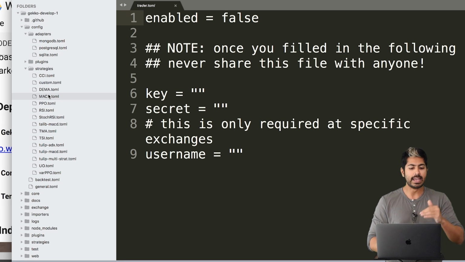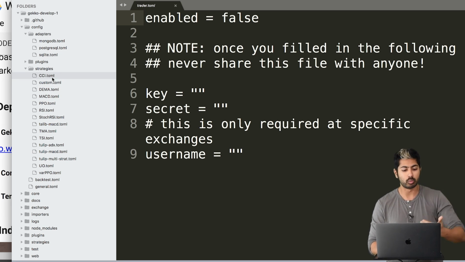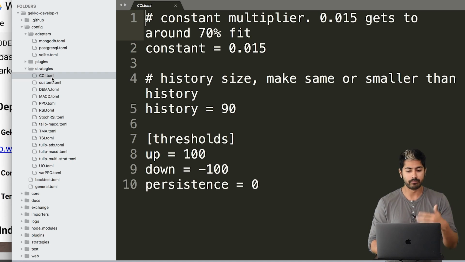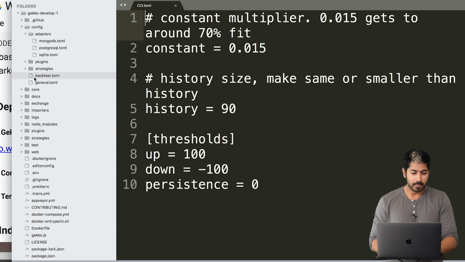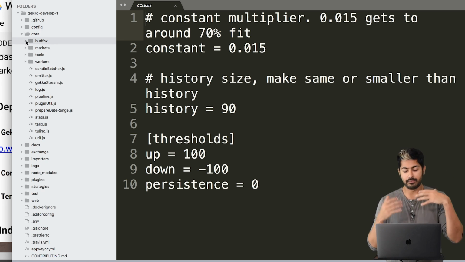Now strategies, in this folder, these are where all the custom trading strategies will go, and we'll create our own as well, okay? And that's it for that. So that's for configuration, all the configuration files. And then in the core directory, that's where we have the core of our repository, right?